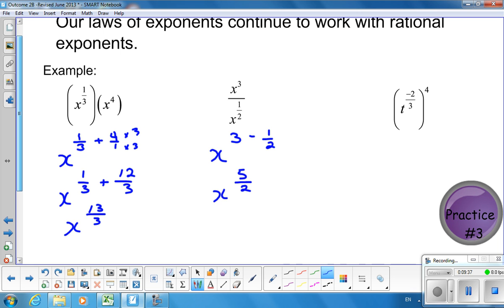In the last example, I have a power of a power, and so we need to multiply those. 4 is like 4 over 1, so we would have t to the power of, we multiply negative 2 times 4 is negative 8, over multiply the denominators, 3 times 1 is 3. Or again, we could use the fraction button on our calculator to check. Please try practice number 3.